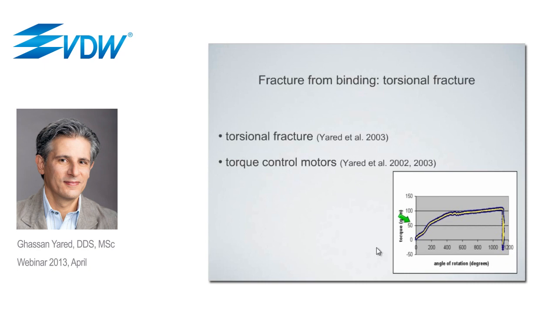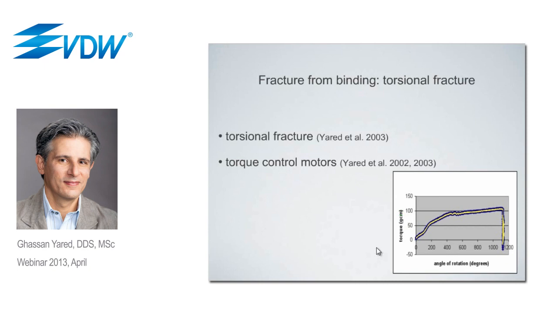However, I have done many studies to evaluate the torque control motors, and I found that the torque that is set on the motors is always higher than the torque at fracture of the instrument. So for example, instead of setting 50 gram centimeters for this instrument on the motor, a higher value than the torque at fracture, higher than 100 gram centimeters, was set on the motor. So in a way, the torque control feature on these motors was useless.